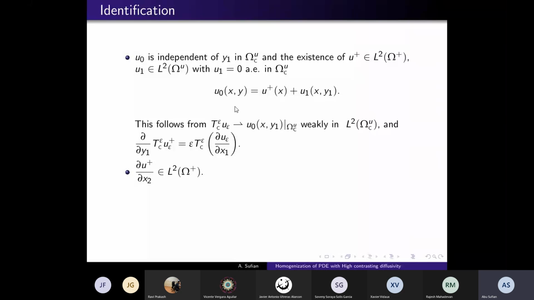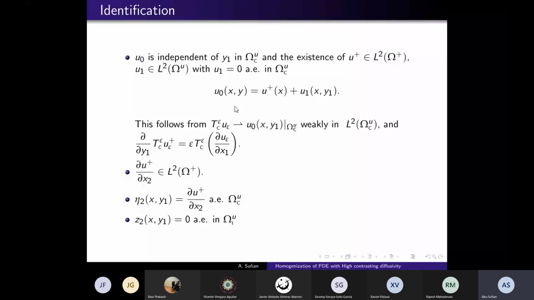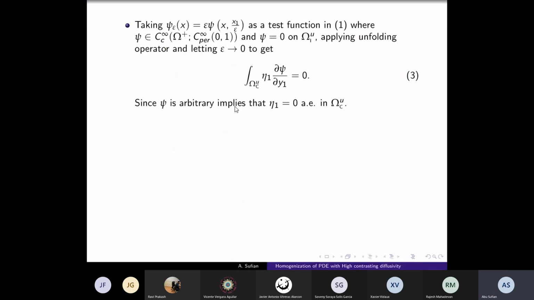Also, we're going to have del u plus del x2 belongs to L2 of omega plus, and eta 2 will basically be your del u plus del x2, and z2(x, y) is going to be 0 in omega iu. So basically, we have found out what eta 2 and z2 are. Now the only thing left is what eta 1 is and what z1 is. So let us find out what eta 1 is.